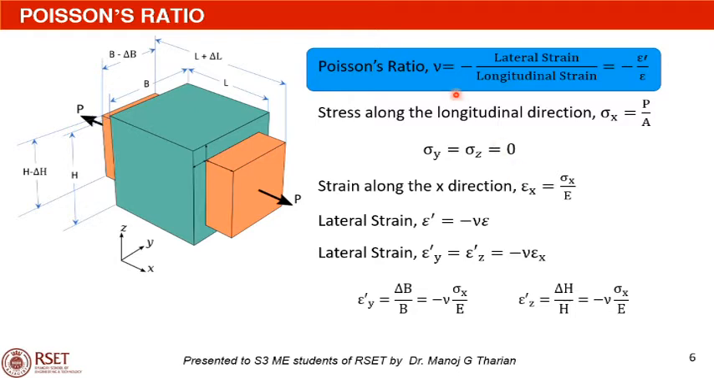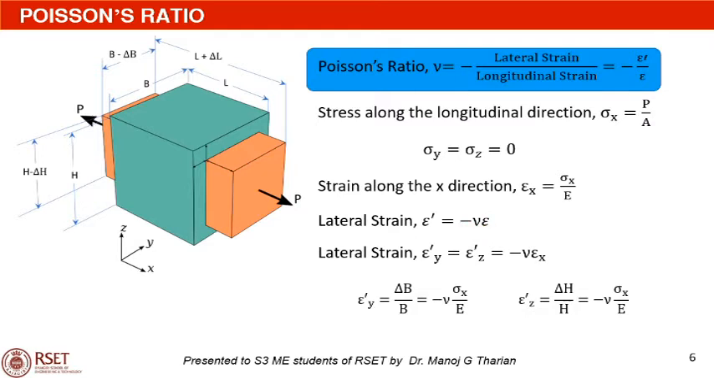Now, coming back to the definition of Poisson's ratio, the negative sign here indicates that when there is an increase in length along the longitudinal direction, there will be a reduction in length along the lateral directions. Also, when there is a reduction in length along the longitudinal direction, there will be an increase in length along the lateral directions. Thus, a tensile stress causes a reduction in cross-section and a compressive stress causes an increase in cross-section. In general, the strain along the lateral direction due to stress along the longitudinal direction is denoted by epsilon dash, and it is equal to minus nu times epsilon.